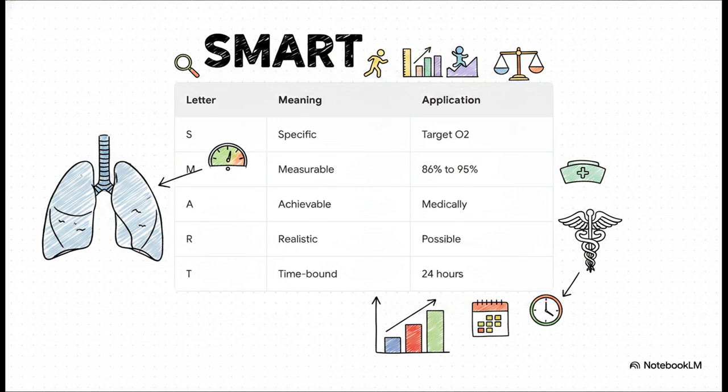Because rather than just vaguely saying, hey, let's help the patient breathe a little better, the nurse sets a highly precise target. Notice how the target oxygen level is mapped out here. It's specific and measurable. We are aiming to go from a dangerous 86% up to a healthy 95%.